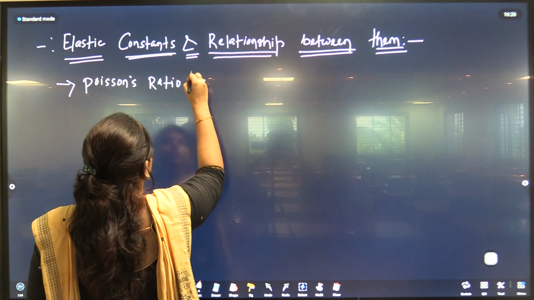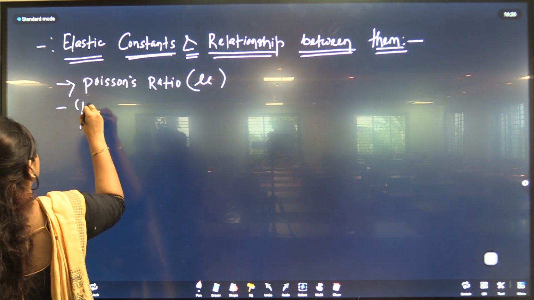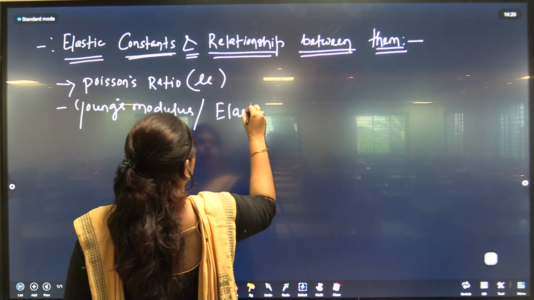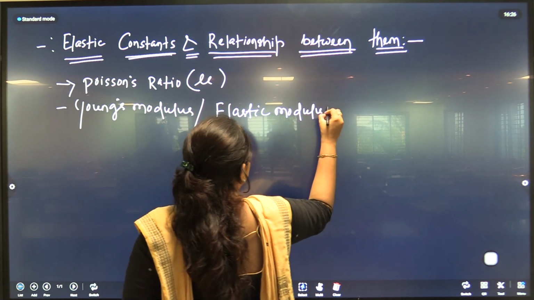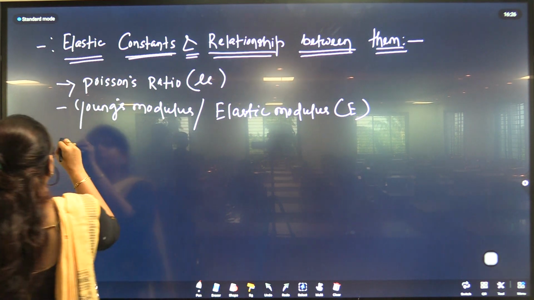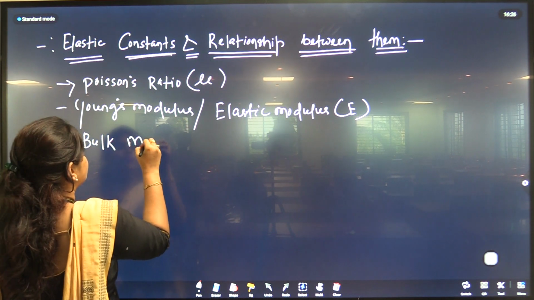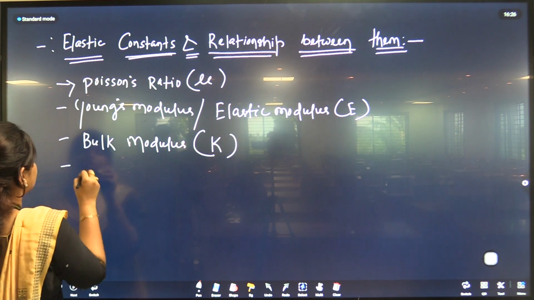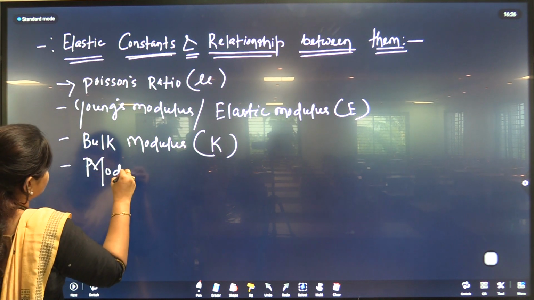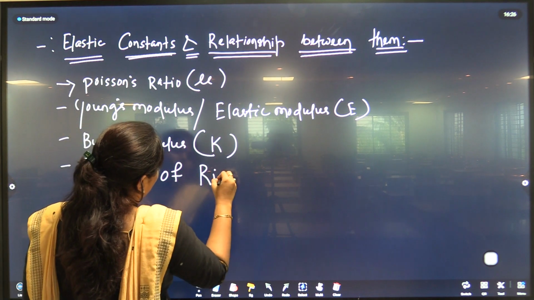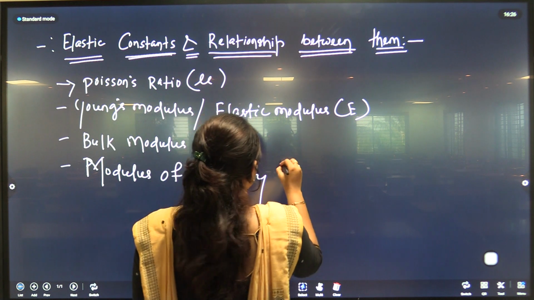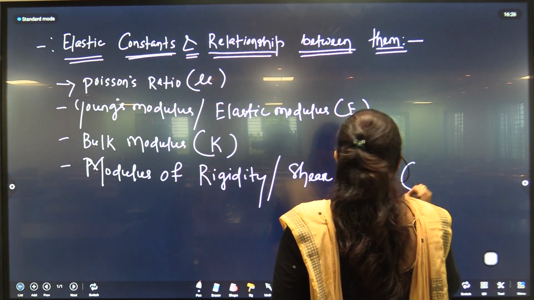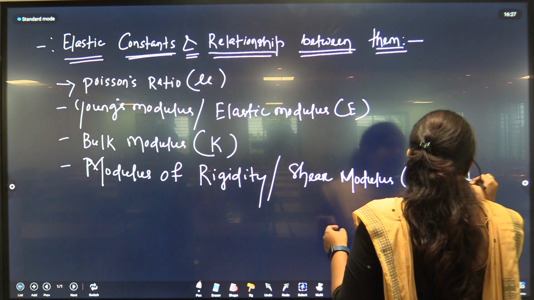First, Poisson's ratio, denoted by mu. Young's modulus, also called the elastic modulus or capital E. Bulk modulus, denoted by K, and last, modulus of rigidity, which is also called shear modulus. It is denoted by G, C or N.